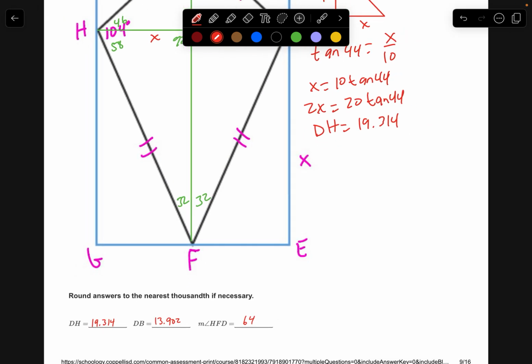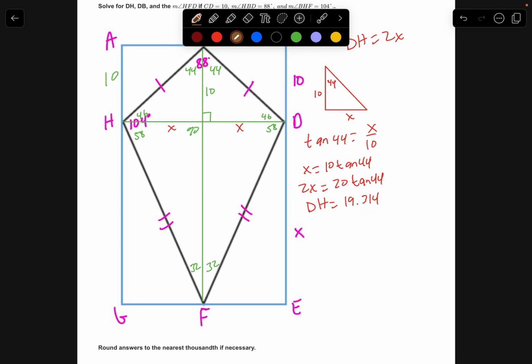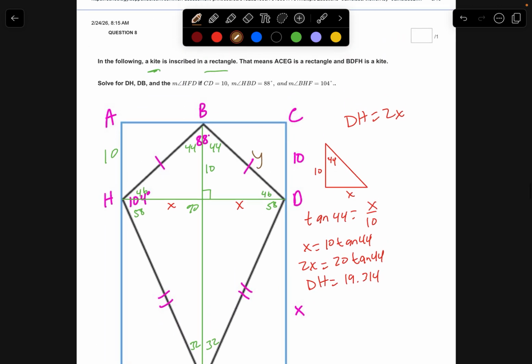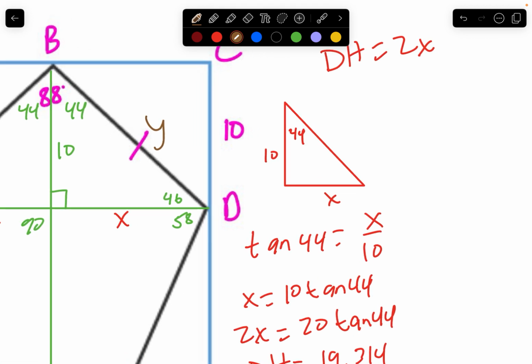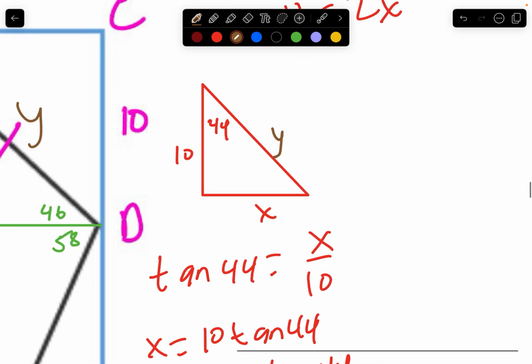Next thing they want is DB. Change colors here. DB. Where's B? Oh, so I'm going to call this side Y. So that would be this side. Well, same triangle. So DB is the next thing we want. So using adjacent and hypotenuse, that's going to be cosine. So that would be the cosine of 44.